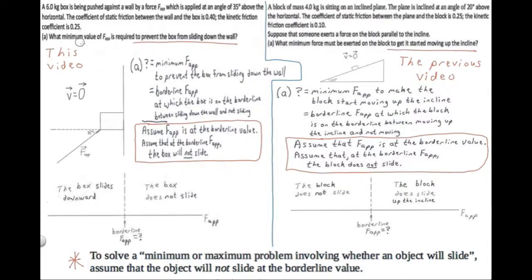Compare part A for this problem with part A for the problem from the previous video. In this problem, the question asks for the minimum to prevent the box from sliding. In the problem from the previous video, the question asks for the minimum to make the block start moving. But although the two questions are worded differently, both problems are solved using the same assumptions. Assume the applied force is at the borderline value, and assume that at the borderline value, the object will not slide.